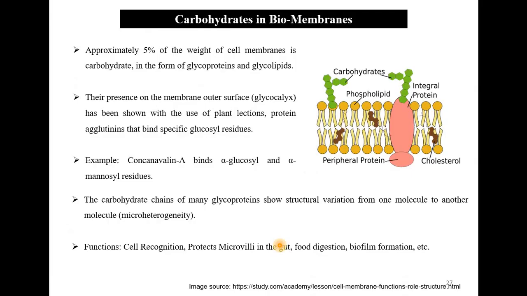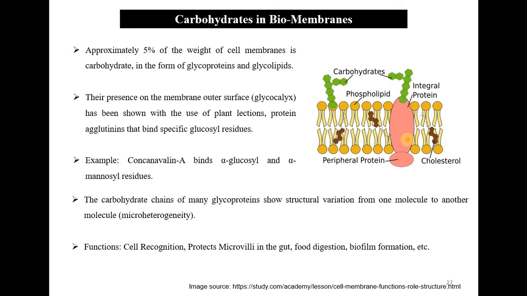Now we'll talk about the third component of the biomembrane, which is not a major component, but approximately 5% of the weight of the cell membrane is carbohydrate, present in the form of glycolipids and glycoproteins. If you look at the structure here, these are the carbohydrate moieties which are attached to the integral proteins. Their presence on the membrane outer surface has been shown with the use of plant lectins, protein agglutinins that bind specific glucosyl residues. For example, concanavalin A, which binds alpha glucosyl and alpha mannosyl residues.